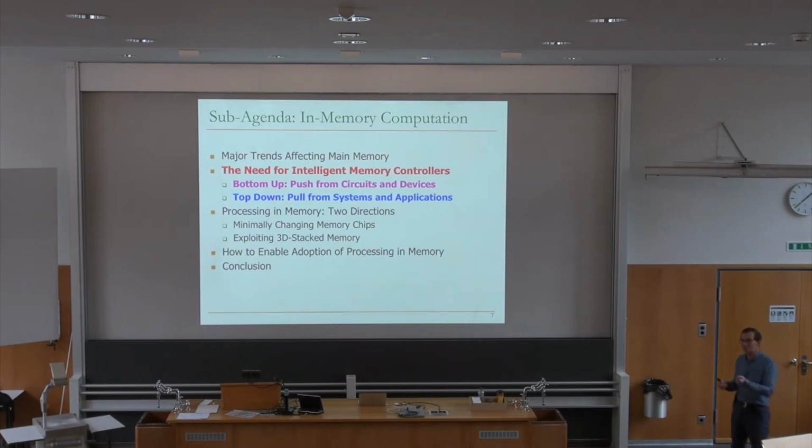Reliability is a key concern, but latency is another example, or power and energy like we've discussed earlier. We've covered that a lot. I'm not going to cover that again. But there's also a huge top-down pull, meaning that systems and applications are pulling us to do something completely different today, maybe have intelligent memory controllers, right?